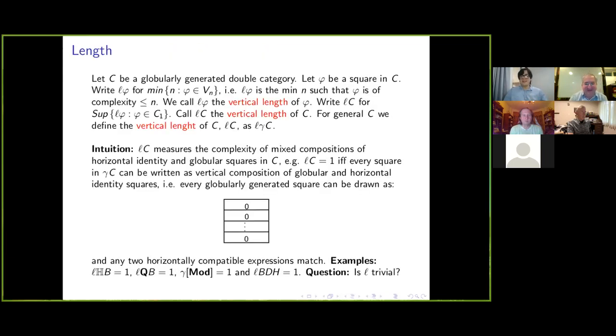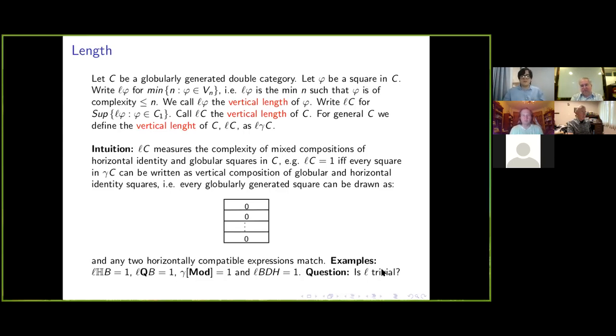Oh, sorry, yeah. So we have this invariant, L, the length. And so as I said, if you have your globularly generated double category, which we already know they're not trivial, this length tells you the complexity of the subdivisions of squares into globular and horizontal identity squares. If this is 1, then all squares can be written like this. This is very good. And all our examples that I have here are of length 1. So the question is, are there any double categories of length different than 1?